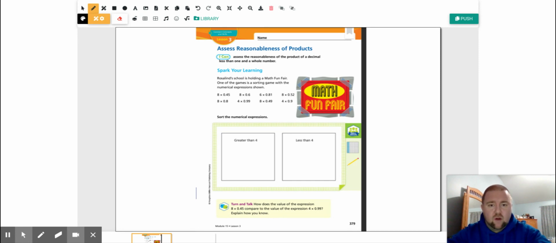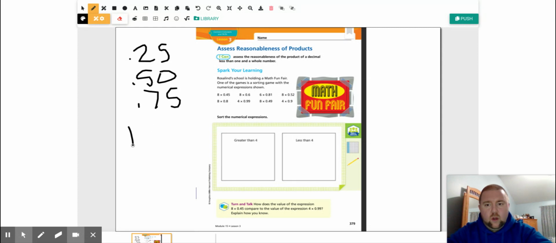So we're going to start off with a couple different examples on this page. It says I can assess the reasonableness of products of a decimal less than one and a whole number. So we're talking about decimals and wholes. We're going to be dealing with what we're going to refer to today as benchmark decimals. A couple benchmark decimals that we deal with would be 25 hundredths, 50 hundredths, 75 hundredths, and one whole. All right, so we're really going to focus on these as our benchmarks today. If you hear me say benchmark decimals, these are the numbers that we're going to be talking about.